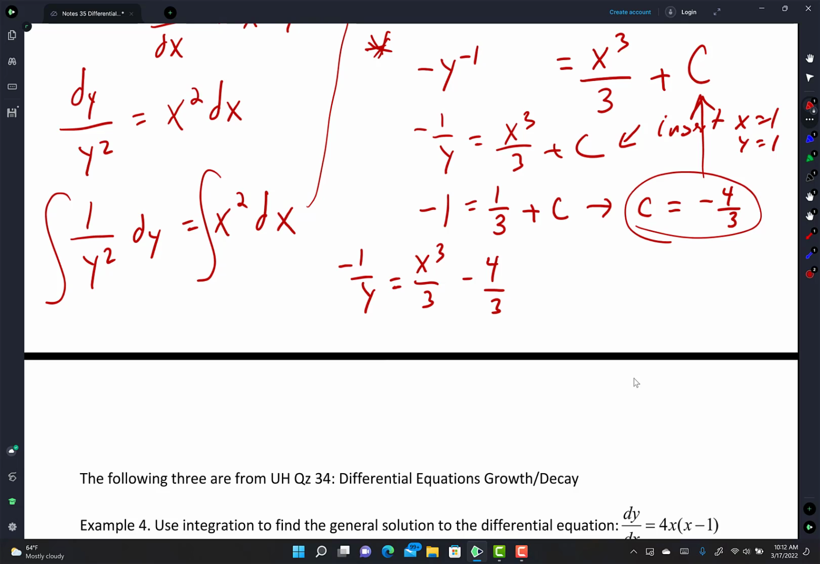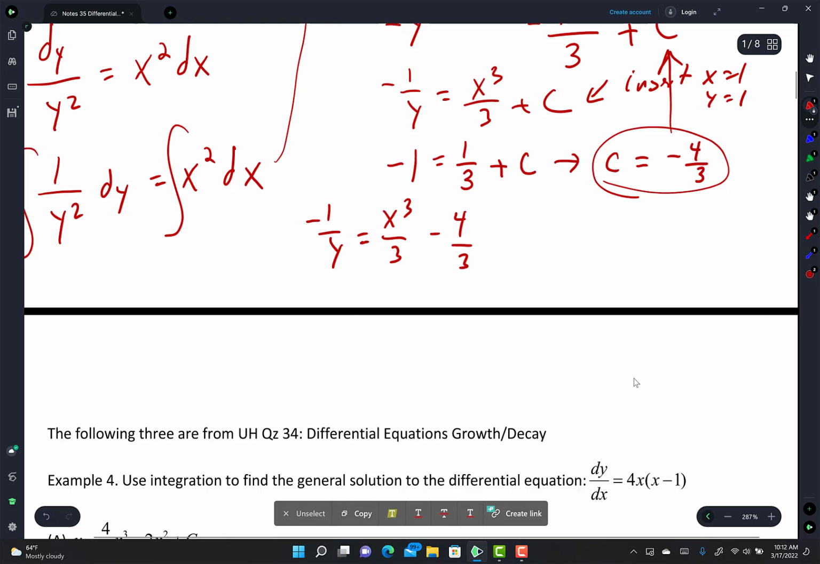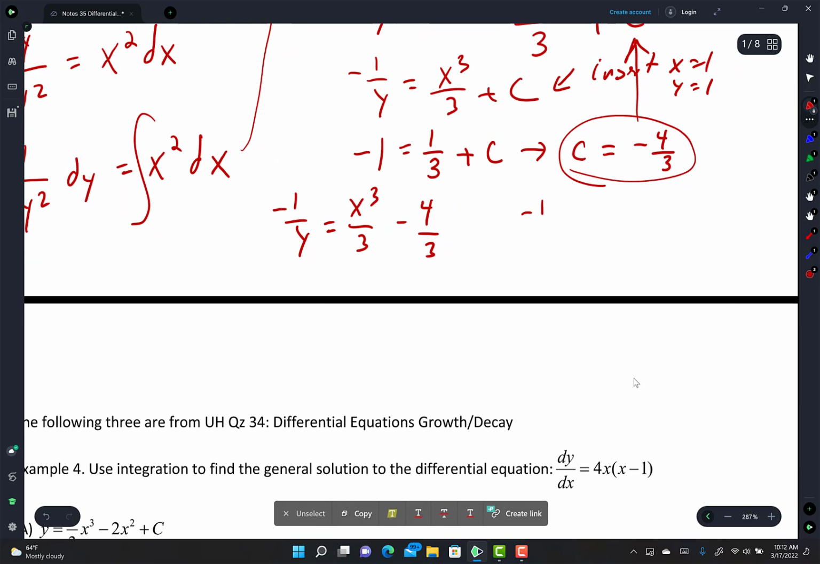You're done with calculus. Everything else is algebra. You're trying to get this in terms of y equals. Does that make sense? Yeah, we're not doing calculus anymore, guys. We're just doing algebra. So I'm going to write negative 1 over y equals x cubed minus 4 over 3.